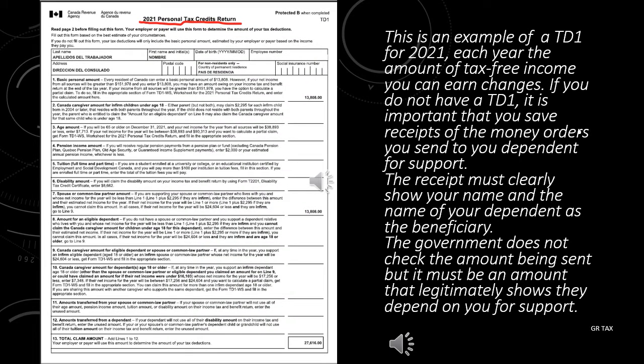An example of a TD1 for 2021. Each year, the amount of tax-free income you can earn changes. If you do not have a TD1, it is important that you save receipts of the money orders you send to your dependent for support. The receipt must clearly show your name and the name of your dependent as the beneficiary. The government does not check the amount being sent, but it must be an amount that legitimately shows that they are dependent on your support.